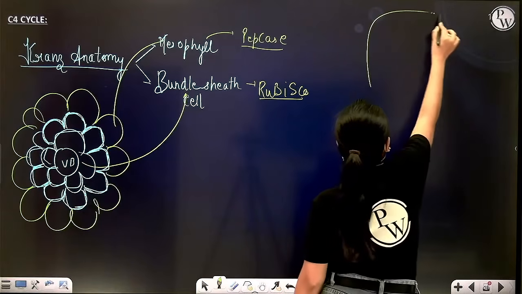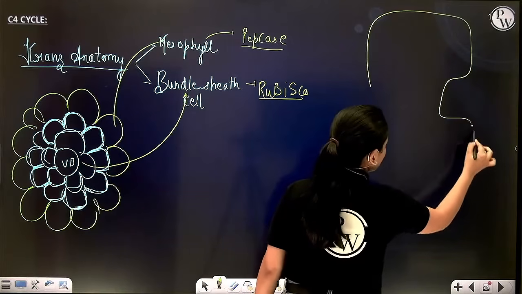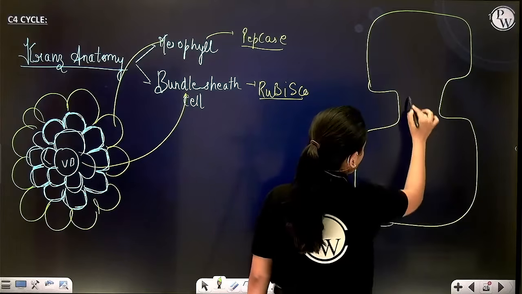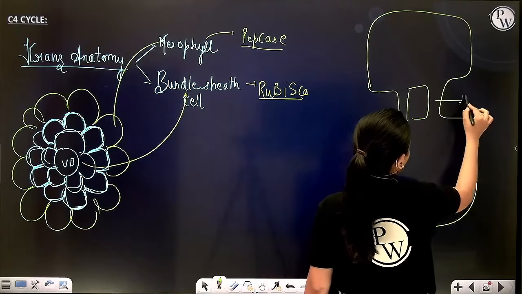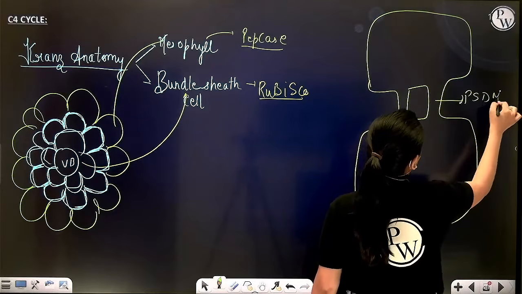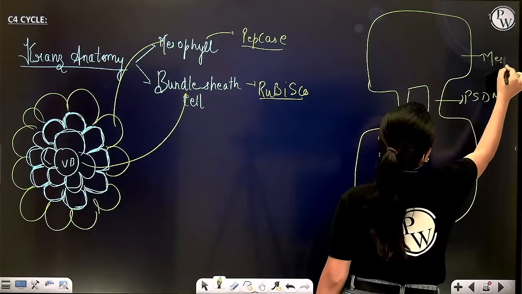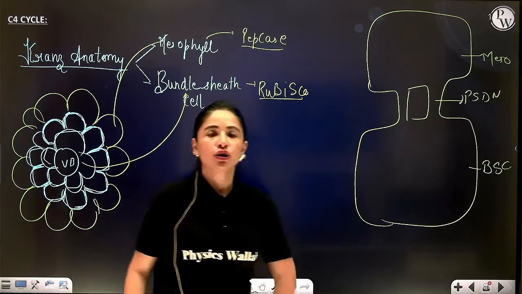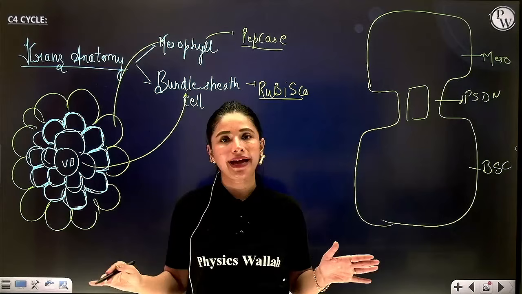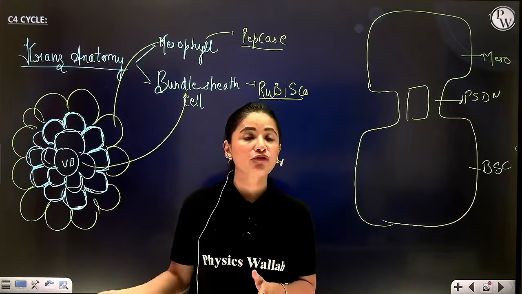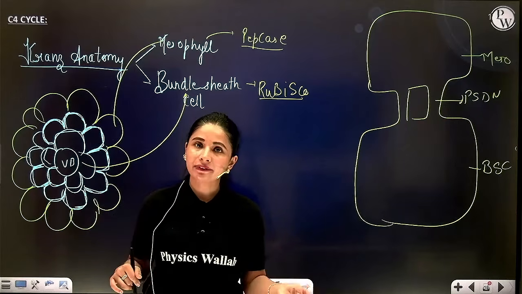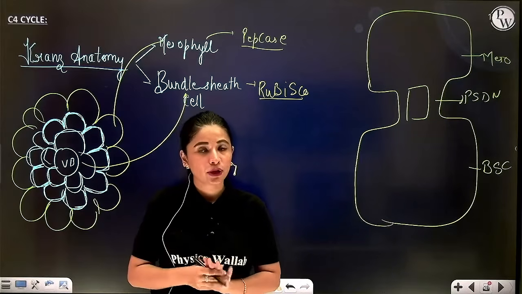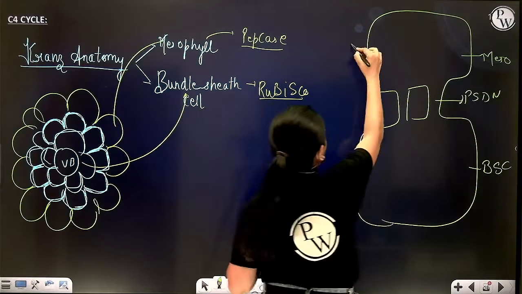Suppose this is a mesophyll cell which is connected to a bundle sheath cell with the help of plasmodesmata. So this is my plasmodesmata. These are mesophyll cells and these are bundle sheath cells. Now mesophyll cells are open to gaseous exchange, unlike bundle sheath cells. So whatever gases come inside can easily enter the mesophyll cell. So the mesophyll cell receives the gases.